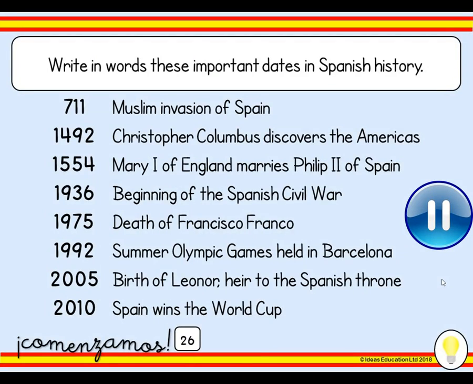Now, it's actually more straightforward than you think, because it's not like it is in English at all. For example, Christopher Columbus discovers the Americas. In English, we would say 1492. However, in Spanish, you just stick with 1492. When Spain won the World Cup, we would say either 2010 or 2010. In Spanish, always thousands, hundreds, tens and ones, so 2010. So pause the video, have a go at writing those in words and press play when you're ready to check your work.